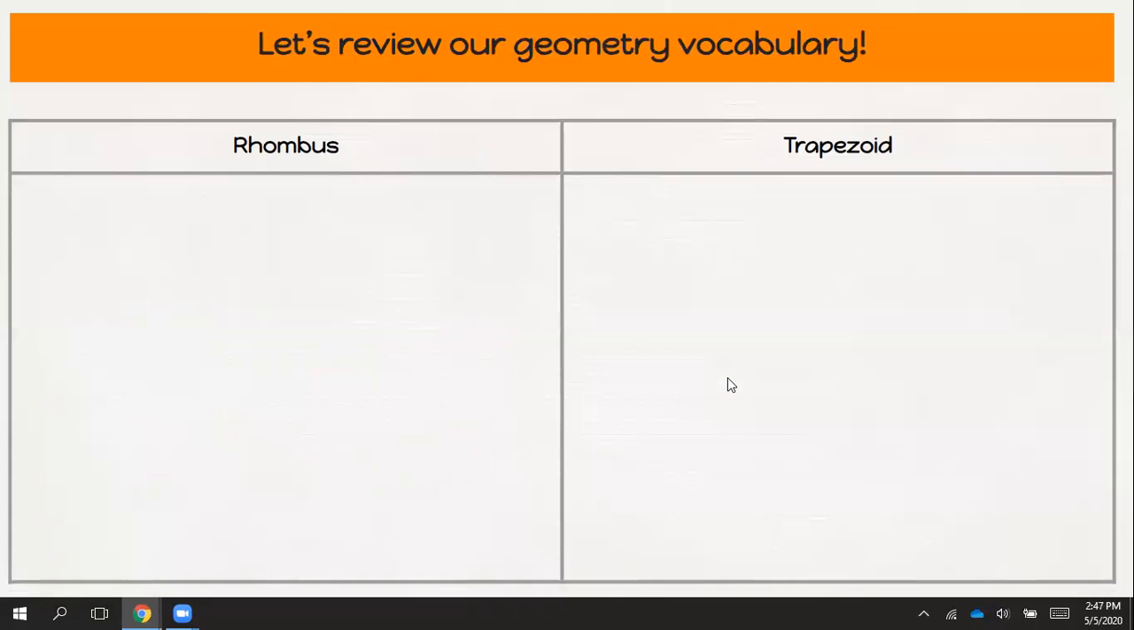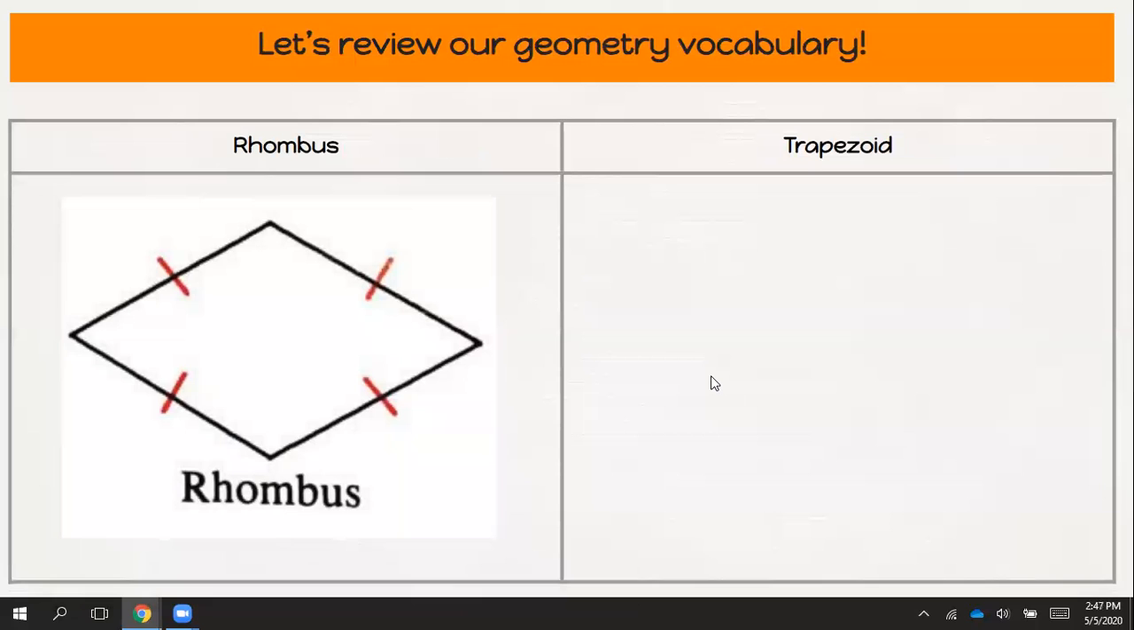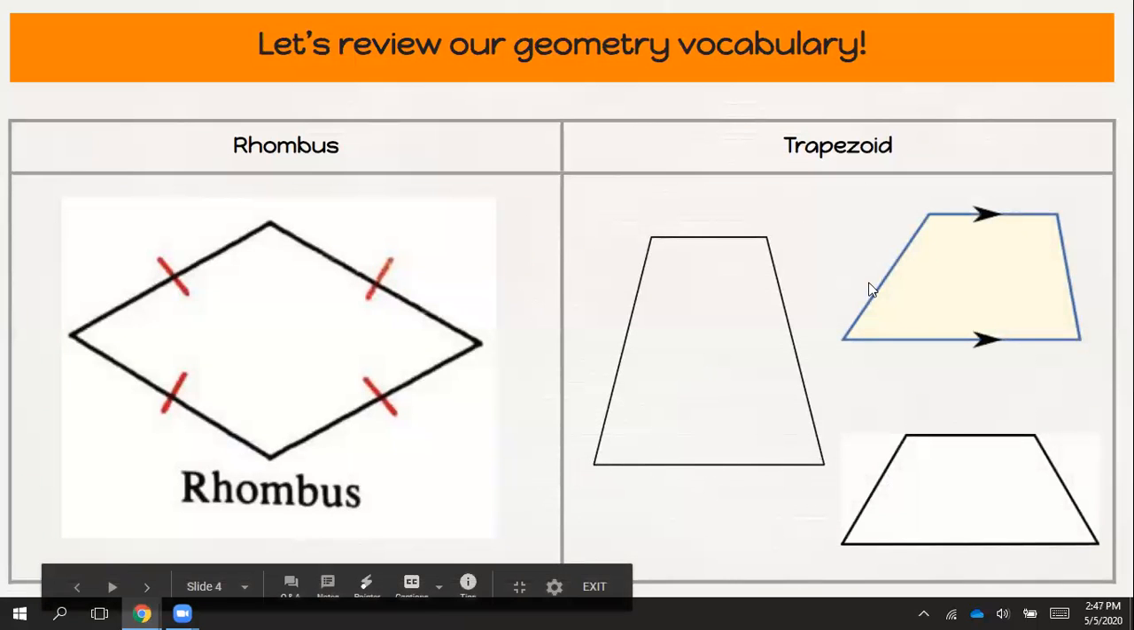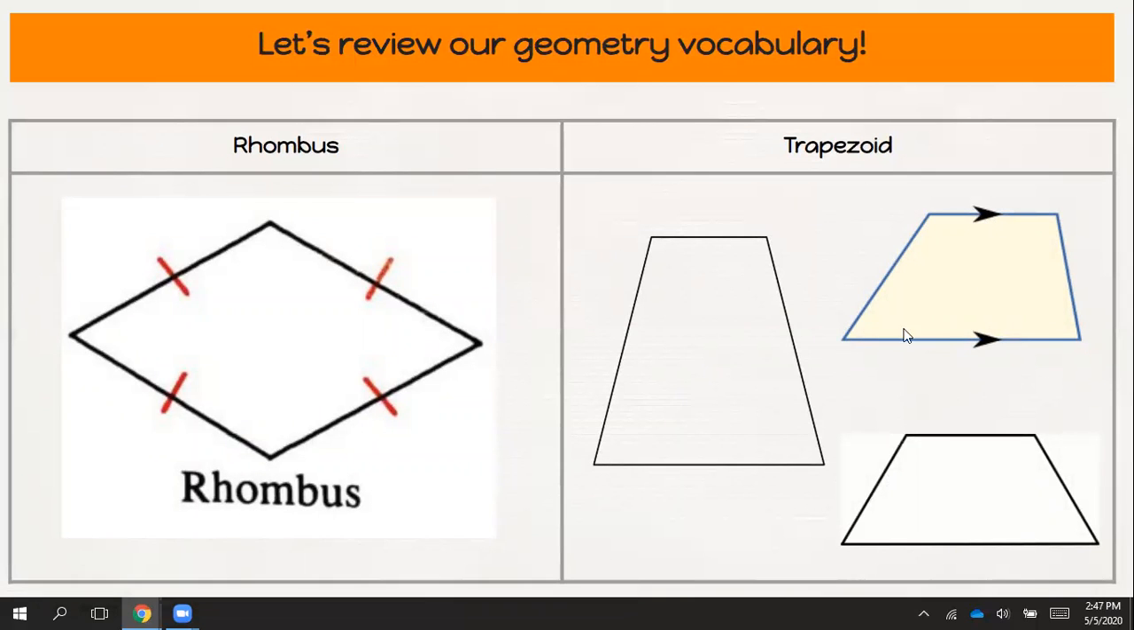Another word to know is rhombus. Remember, rhombi or rhombuses have 4 equal sides. And trapezoids do not have to have all 4 equal sides. The most important thing about trapezoids to know is that you need 1 pair of parallel sides. So you have this line and this line, which would be parallel. And here you can see by the arrows, this line and this line are parallel.